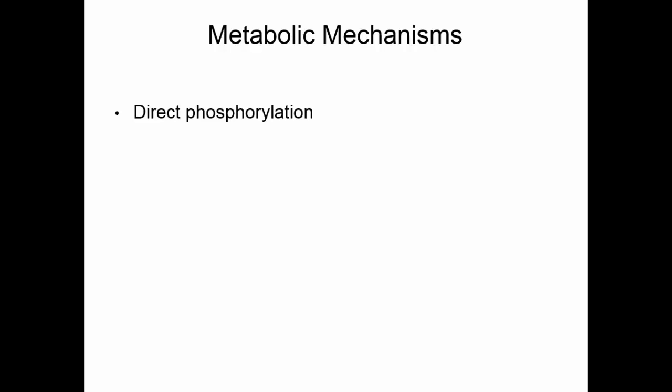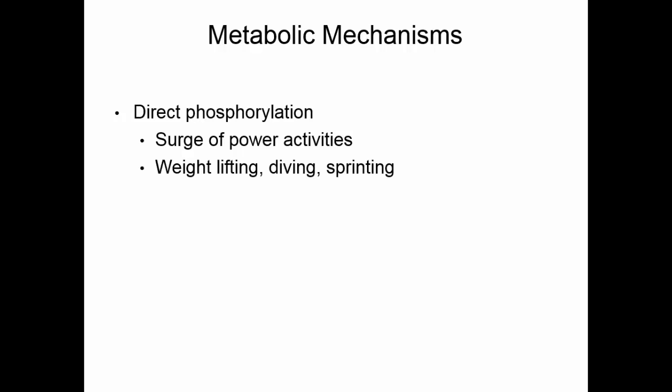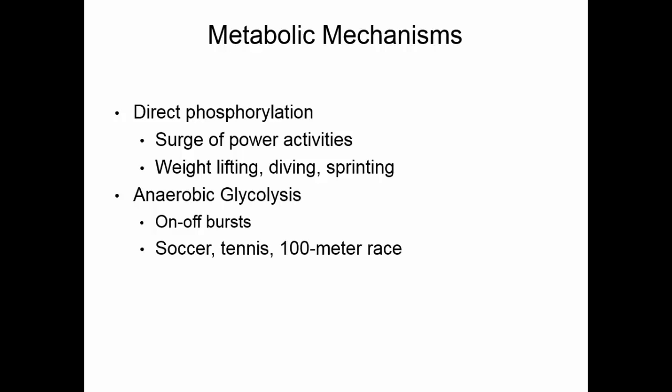That direct phosphorylation using creatine phosphate is useful for surge of power activities, things like weightlifting or diving or sprinting. Anaerobic glycolysis is useful if you're doing activities that have on and off bursts of activity, things like soccer or tennis or a 100-meter race, things where you're going to demand energy for a short period of time and then you're going to rest and then you'll demand activity again.